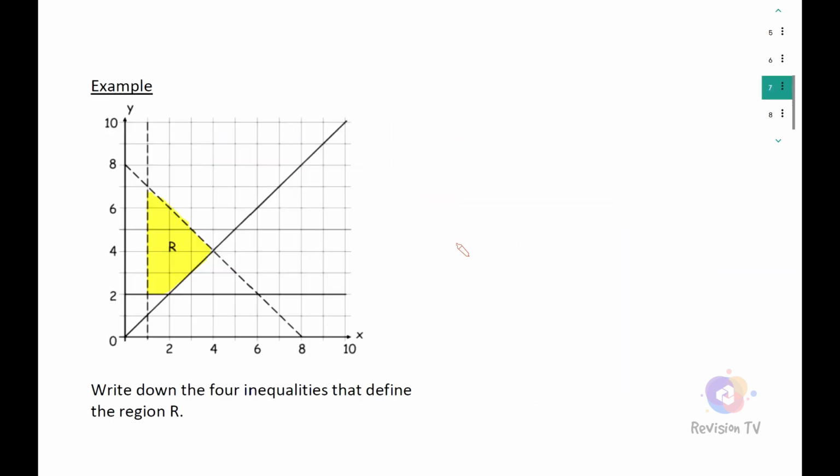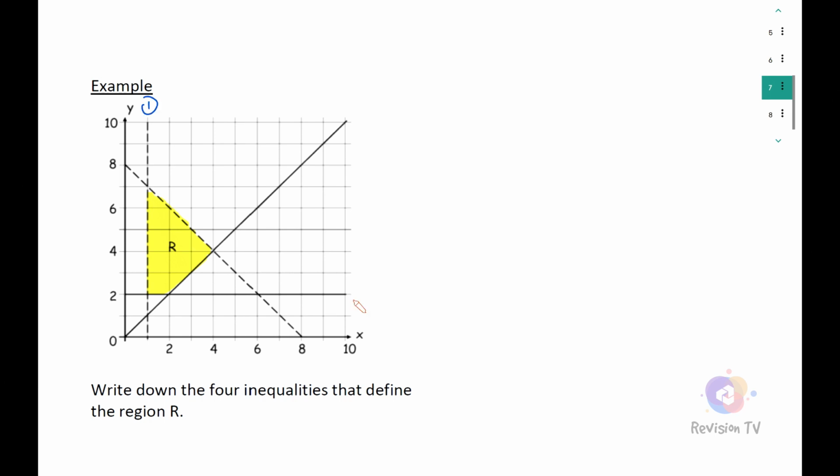Next, we're going to do it backwards. Some students find it's a bit more difficult than the shading part, which is actually kind of true. So let's have a look. Example in here, here's a region. Write down the four inequalities that define the region R. So we can see R is trapped by these four lines. We've got 1, 2, 3, 4. So first of all, we're going to do the vertical lines and the horizontal lines because those are the easier ones.